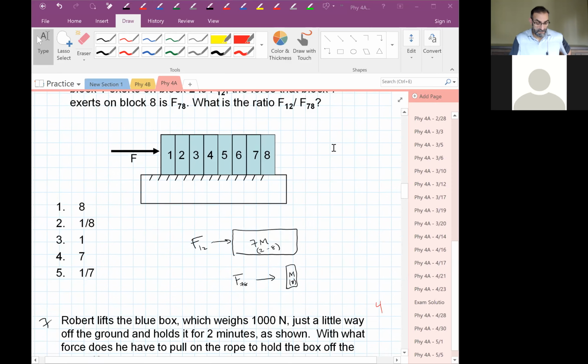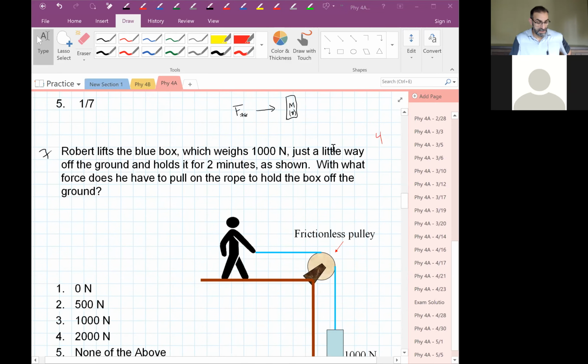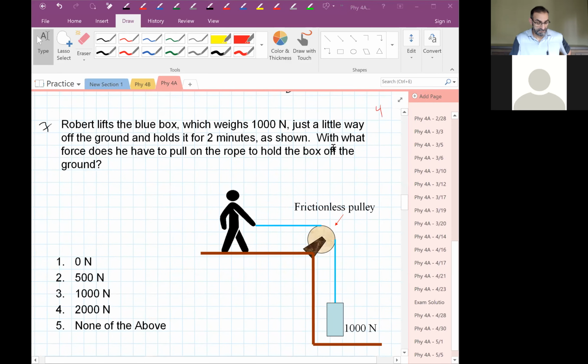Let's work on some pulleys. Okay, so we lift the box up. The box weighs 1,000 newtons. Lift it up just a little off the ground and hold it there. With what force does he have to pull on the rope to hold the box off the ground?